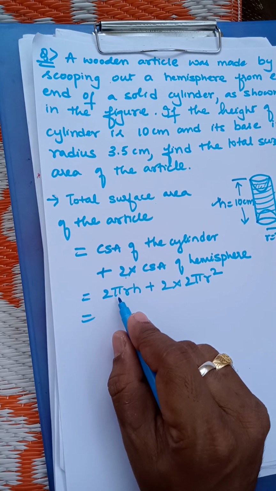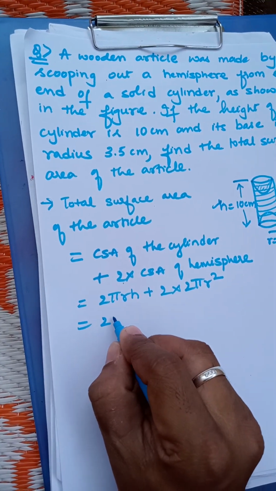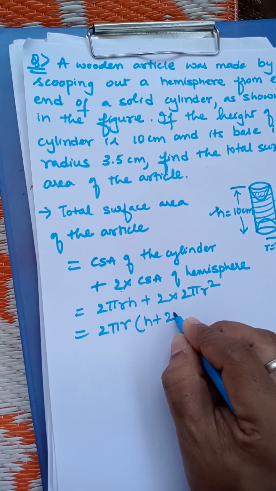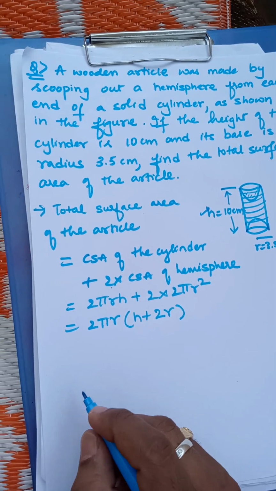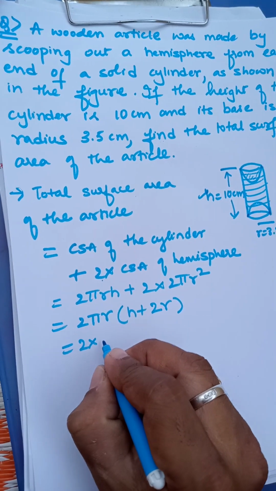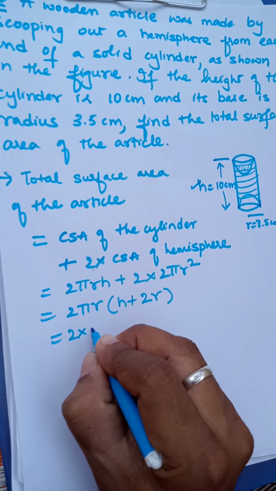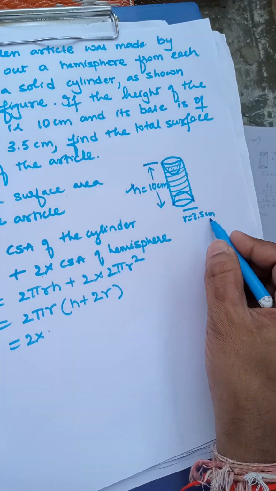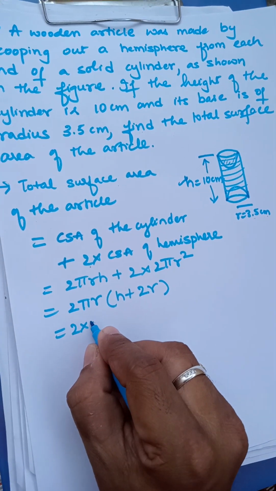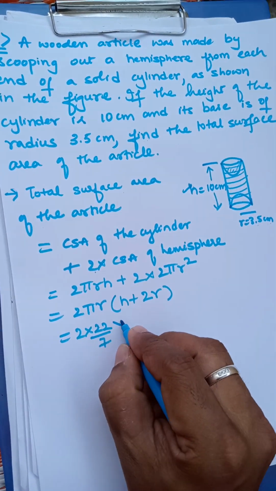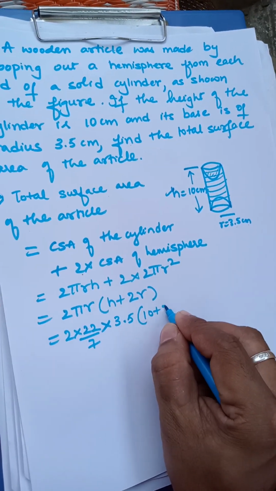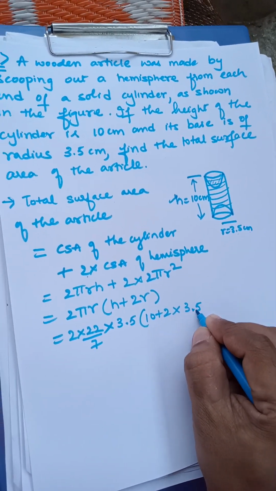Let's take common from these two terms. I can take 2 pi R common. I will be left with H plus 2R. Now let us substitute the values here. 2 into the value of pi, unless stated otherwise, should be 22/7, and as you can see, the radius is 3.5 centimeter. It is divisible by 7. So we can take the value of pi as 22/7, into R which is 3.5 centimeter, into H value which is 10, plus 2 into R value which is 3.5 centimeter.